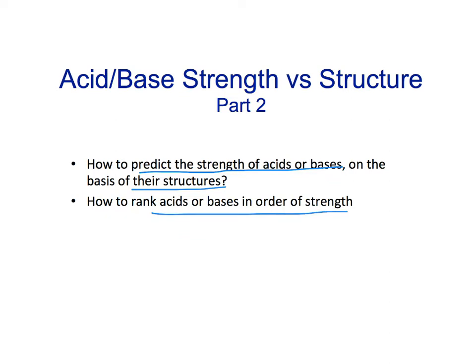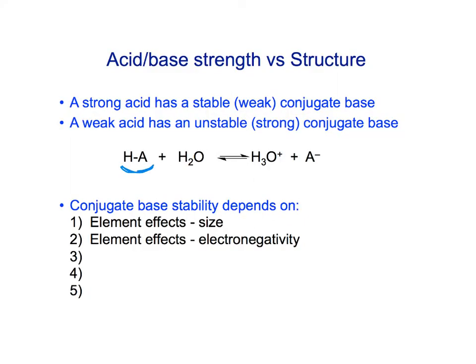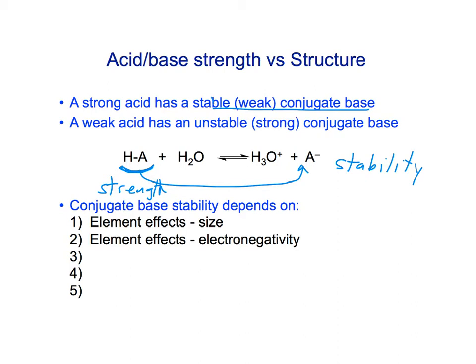of their strength. In the first video, we talked about how we could look at the strength, or we could predict the strength of an acid based upon the stability of its conjugate base. So the strength here is related to the stability of the conjugate base. A more stable conjugate base comes from a stronger acid. An unstable conjugate base comes from a weak acid.